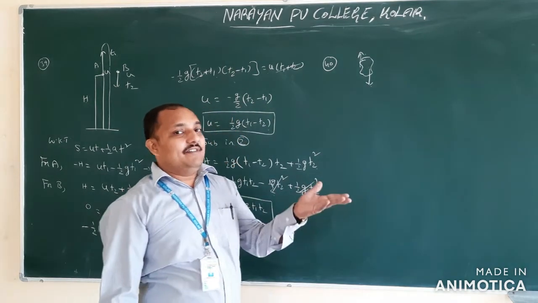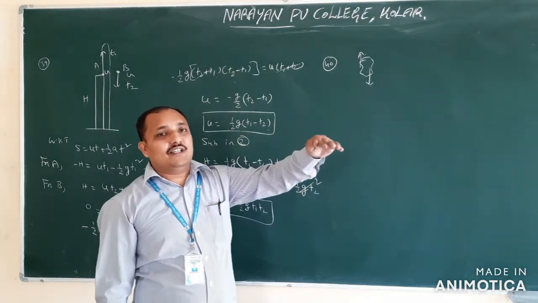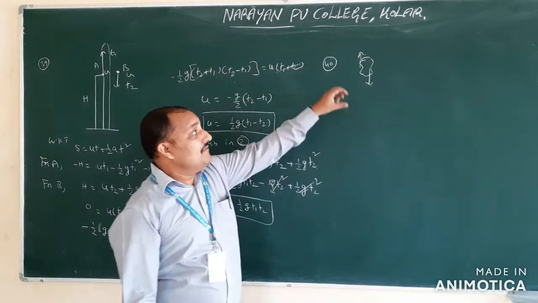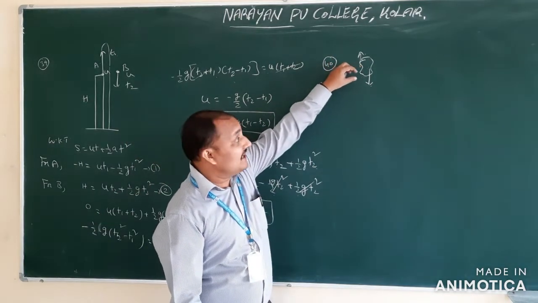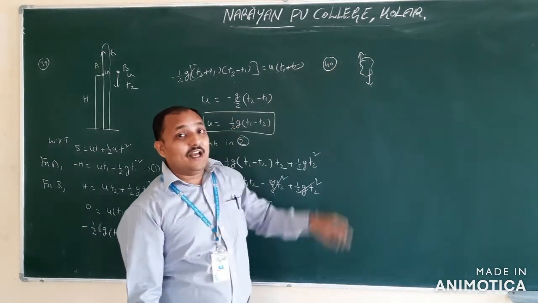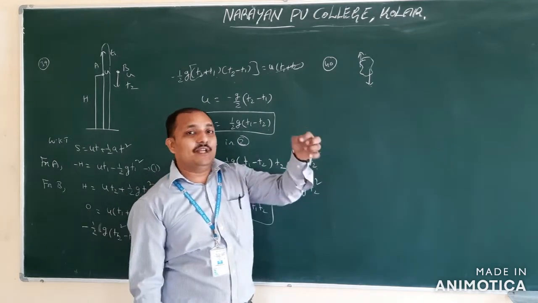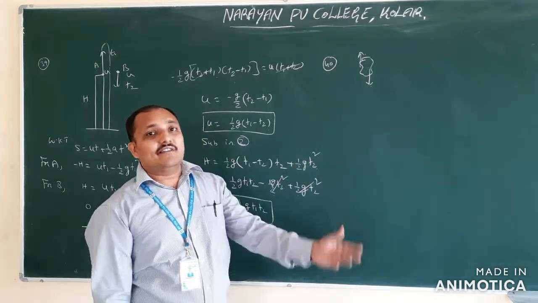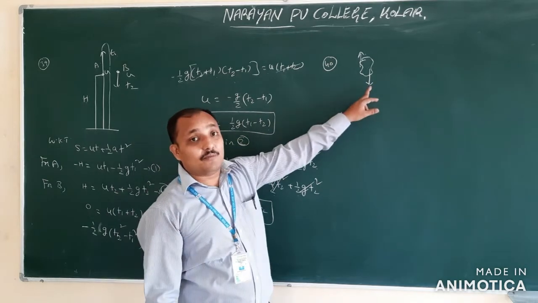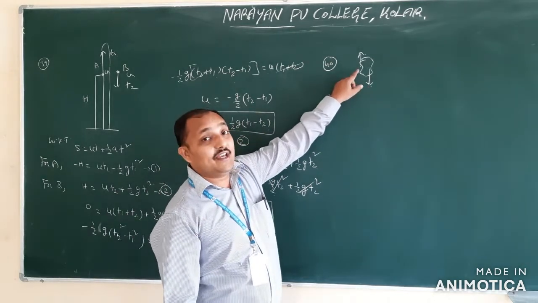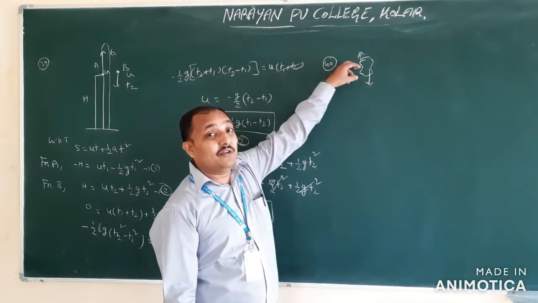So any object which is moving upward or horizontal and is dropped leaves with the velocity of the balloon. Generally, whenever an object is dropped, the initial velocity is 0. But here it is dropped from a balloon which is going upwards. Okay, from the balloon it is dropping.